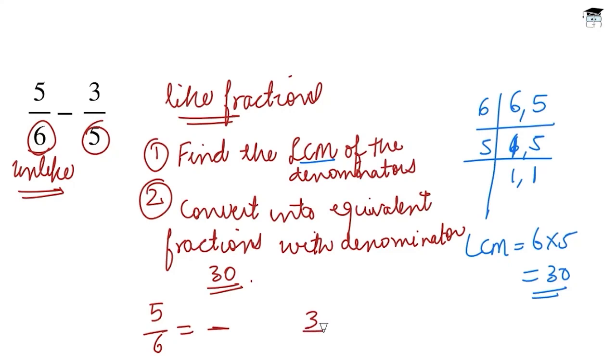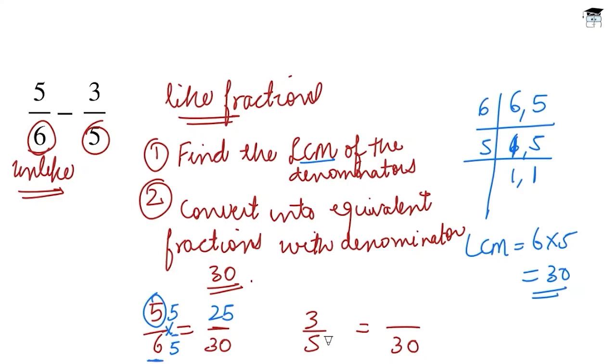So first of all, we write both the fractions, 5 by 6 and 3 by 5, and then we write the denominator, which is the LCM, 30. So now let's think of a number by which you can multiply 6 so that you will get 30. Yes, correct. It is 5. So now we have to multiply 5 with the same number, that is 5. It's going to be 25.